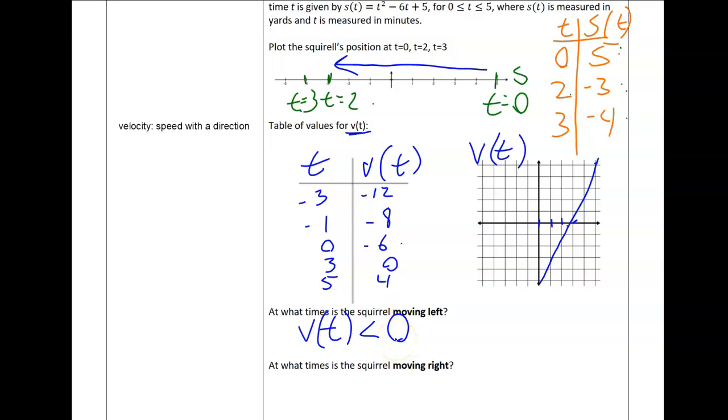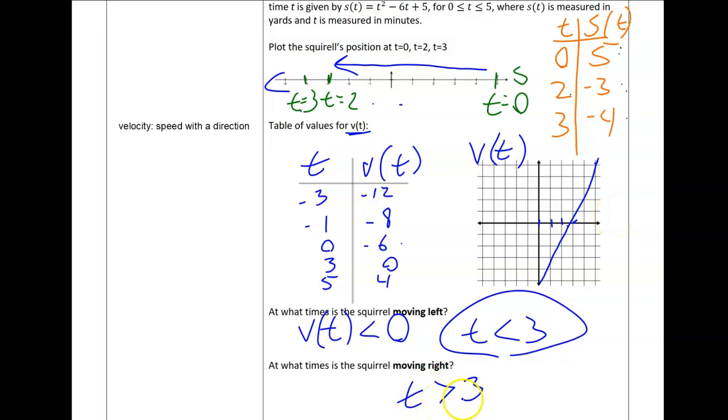And that kind of makes sense, right? Because left is like a negative direction on our number line, right? So left is over here. So what we can say is for t is less than 3, the squirrel is moving left. So that would be my answer here. And then squirrel moving right, well, that would be everywhere over here, right? So that would be t is bigger than 3.